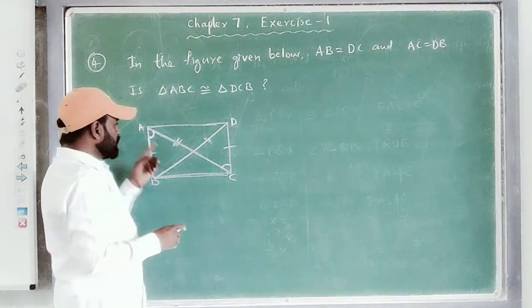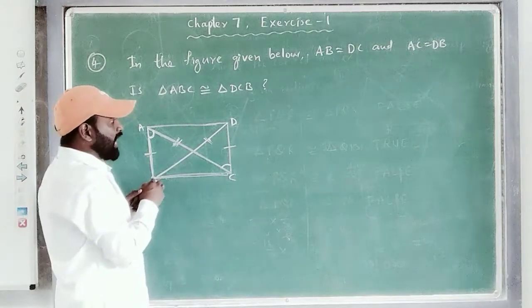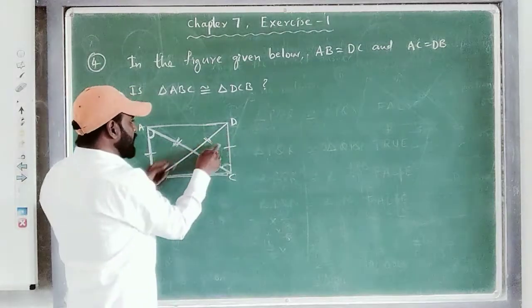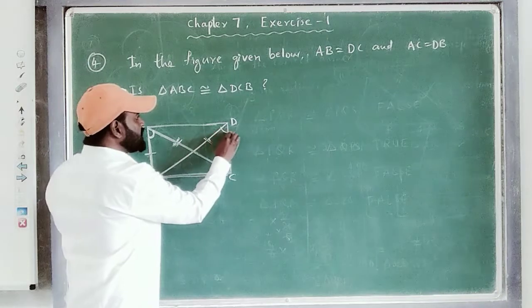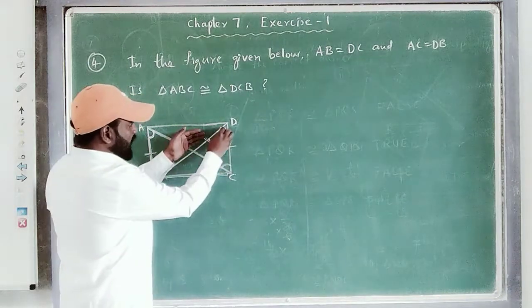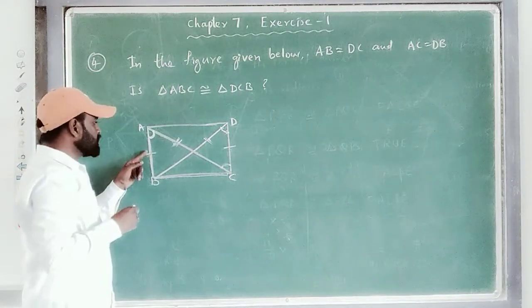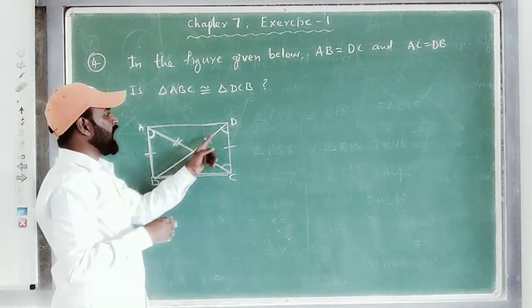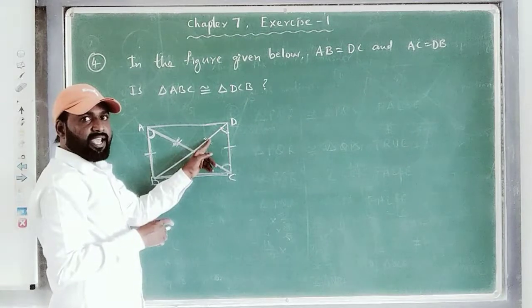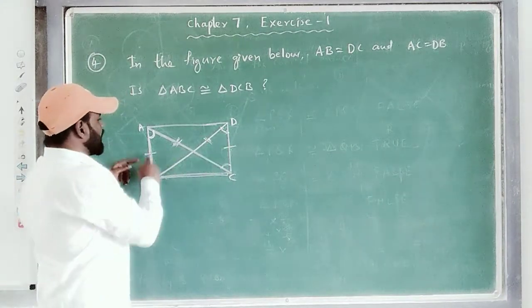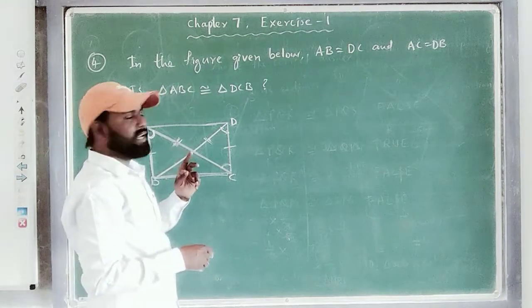So now side angle side. This is not the included side. Here this and this, so this is the included angle. For these two sides, this is the included angle. For these two sides, this is the included angle. So side angle side, side angle side. So by SAS congruency rule, we can say triangle ABC is congruent to triangle DCB.